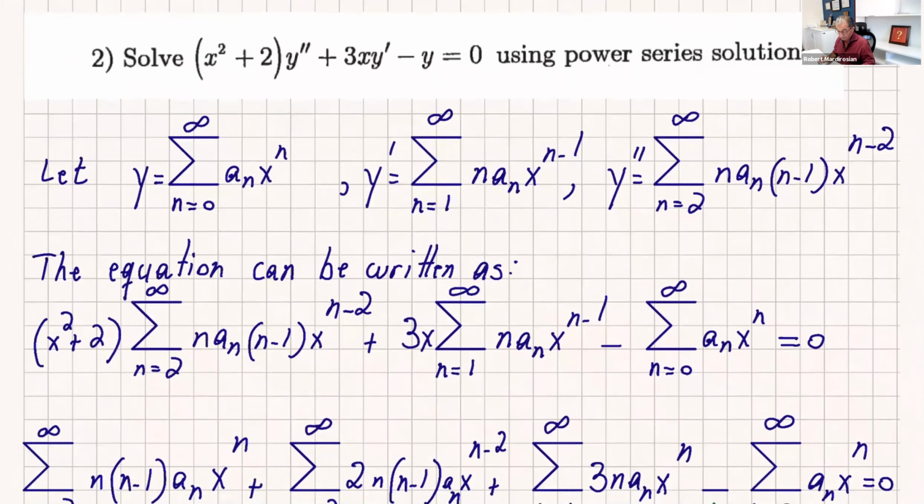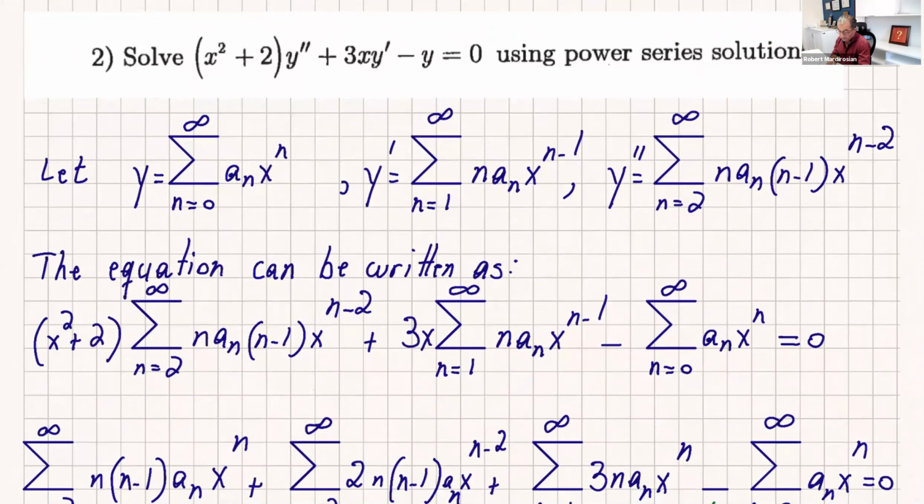Number two, we want to solve this by using power series. There's no singular point here, so you just say y equals the sum from n equals 0 to infinity of a sub n x to the power of n. Take the derivative using the simple power rule: y prime is the sum of n times a sub n x to the power of n minus 1, and don't forget that starts from 1. And y double prime is the sum of n times (n minus 1) times a sub n x to the power of n minus 2, which starts at n equals 2.